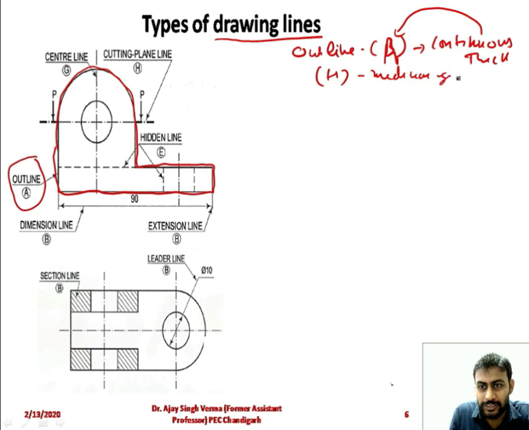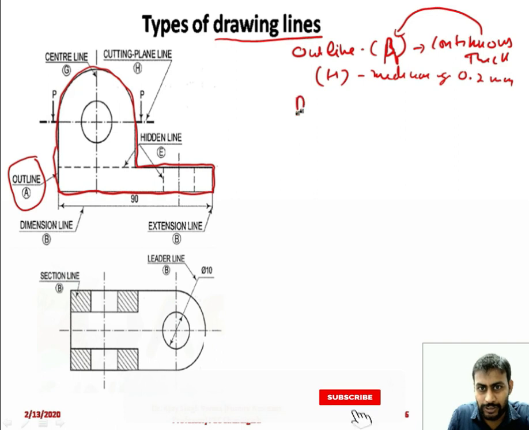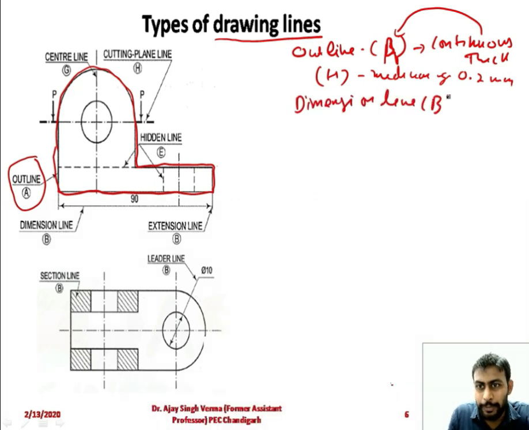A medium grade pencil, as we already discussed in the previous slide, has a 0.2 mm thickness. It is drawn with the help of the H pencil, and these are the outer lines. So outer lines are represented by the A type lines. Next, your dimension lines are your B type lines, and a B type line, a continuous thin type line, is drawn with the help of a 2H pencil.